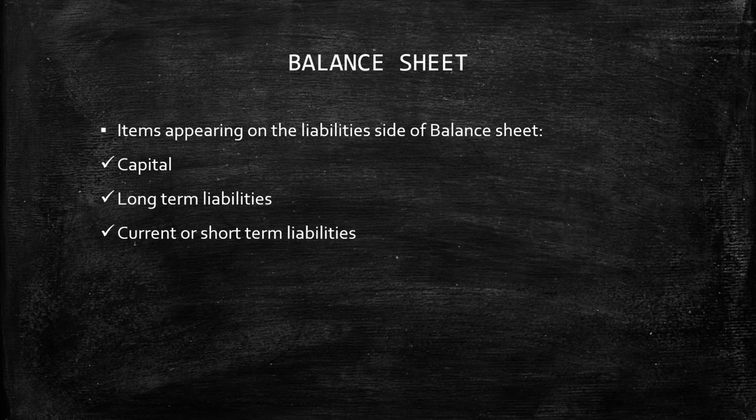The last one is current liability, otherwise called short-term liability, where payment will be done within 12 months, below 12 months. For example, creditors. Whenever you purchase on credit, you have to pay it within a few months, below one year. So that is called current liability. Then if you have any outstanding expenses which you have to pay, those are all called short-term liabilities. So these are the items which will appear in the balance sheet.